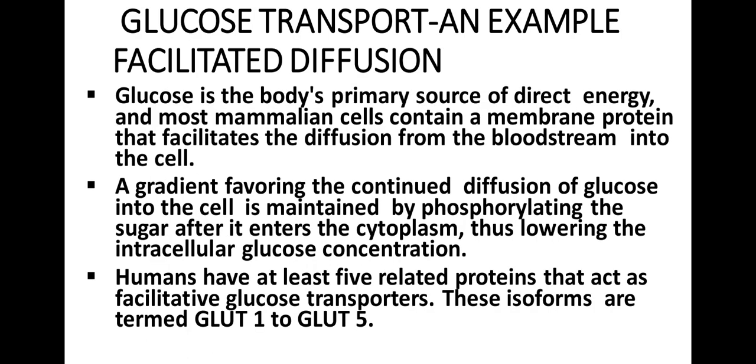Glucose transport, an example of facilitated diffusion. Glucose is the body's primary source of direct energy, and most mammalian cells contain a membrane protein that facilitates the diffusion of glucose from the bloodstream into the cell. A gradient favoring the continued diffusion of glucose into the cell is maintained by phosphorylating the sugar after it enters the cytoplasm, thus lowering the intracellular glucose concentration. Humans have at least 5 related proteins that act as facilitated glucose transporters. These isoforms are termed GLUT1 to GLUT5.